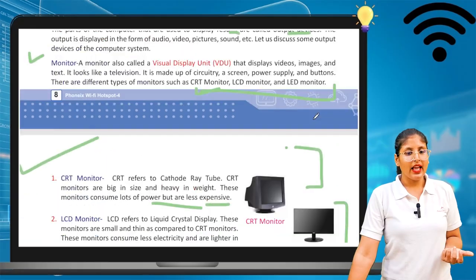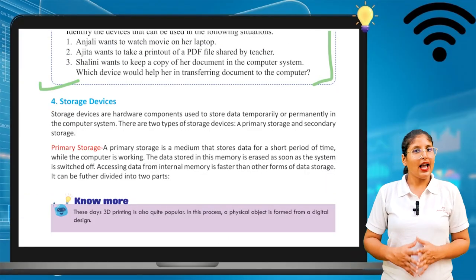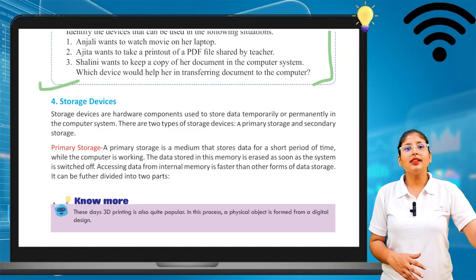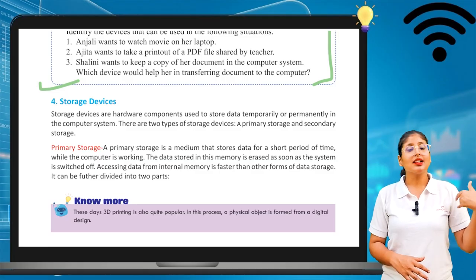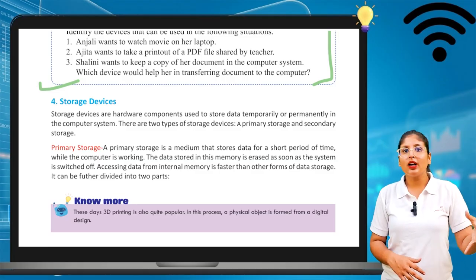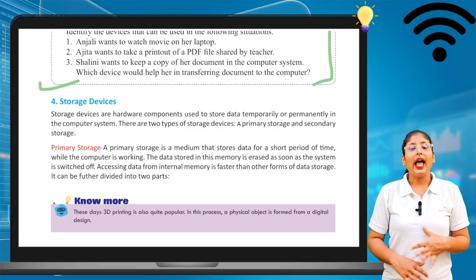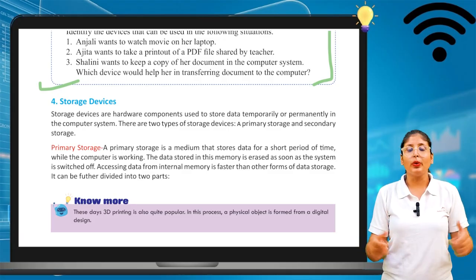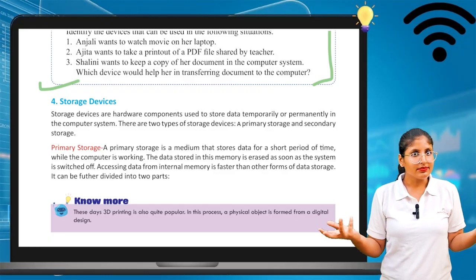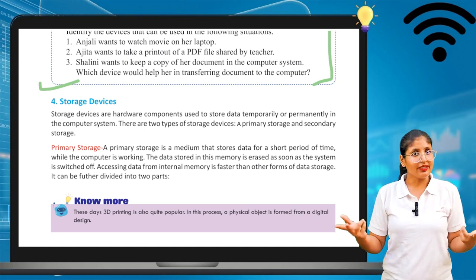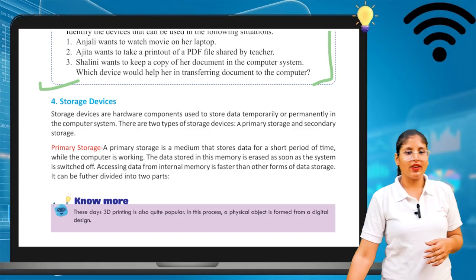Now we will see some storage devices. I am hoping input devices and output devices are totally clear to you. Some input devices give input to the computer, some output devices give output, and your computer processes it with the help of the CPU, that is, the Central Processing Unit.